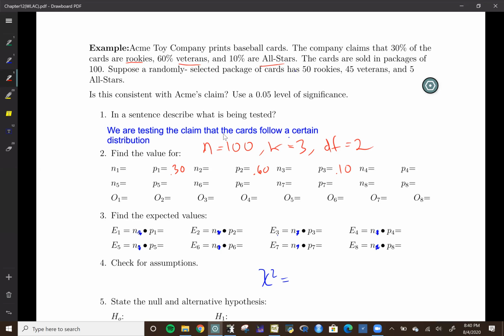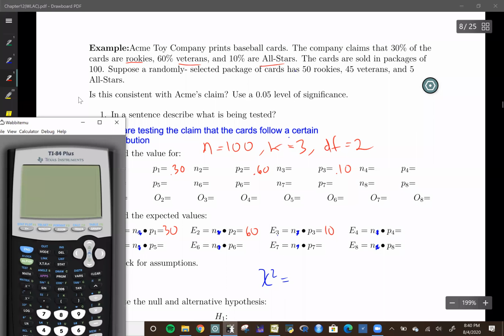Next, we're going to find the expected value. Like I said, since it's out of 100, it should be very easy to do. If I do 100 times 0.30, you should get 30. If you do 100 times 0.60, you should get 60. If you do 100 times 0.10, you should get 10. So my expected values are 30, 60, and 10. Any question on 30, 60, or 10?